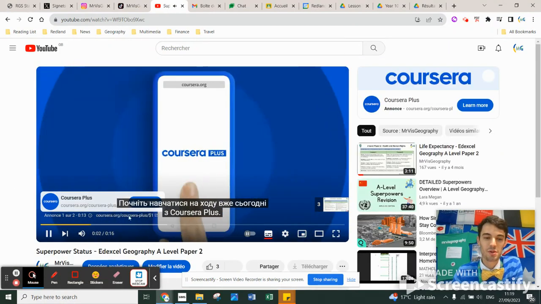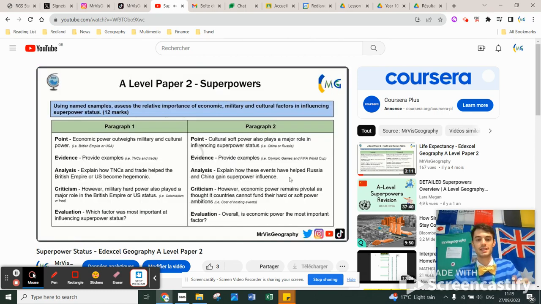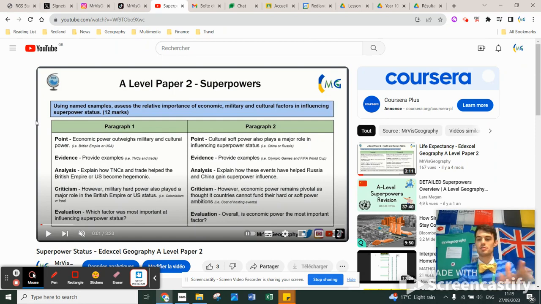Once that, the structure itself is exactly the same, okay? You're still writing two paragraphs for the 12 marker. You're still making a PEACE structure for both paragraphs. It's just in the replace evaluation section with an explanation section is the only difference, okay?